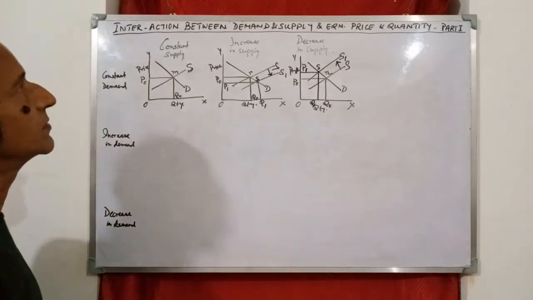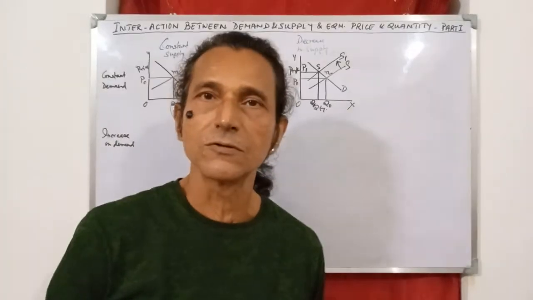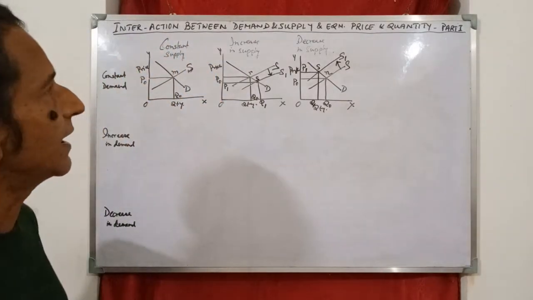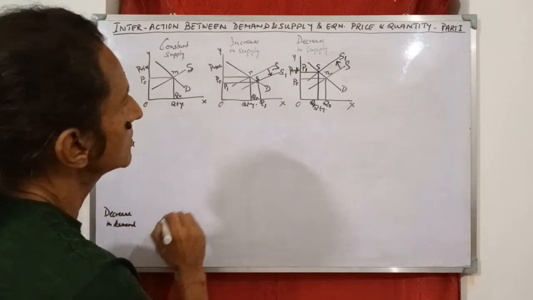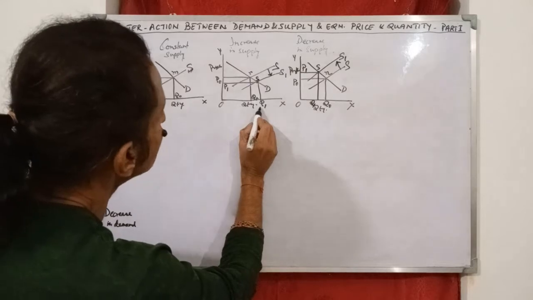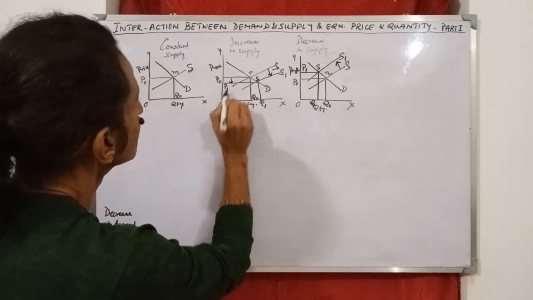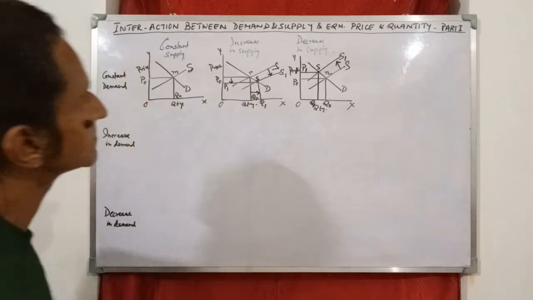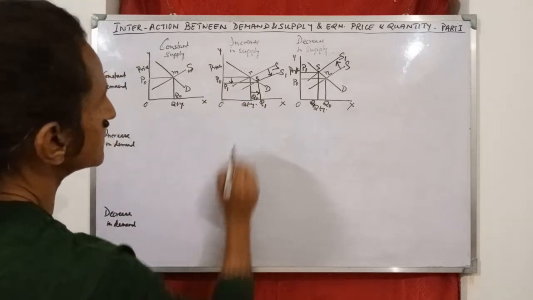As a result of increase in supply, the supply curve S is shifting toward right, that is from S to S1, and S1 and D intersect at point S. So new equilibrium price is P sub 1 and new equilibrium quantity is Q sub 1. That means price is falling and equilibrium quantity is increasing. Here equilibrium price falls, here equilibrium quantity increases.